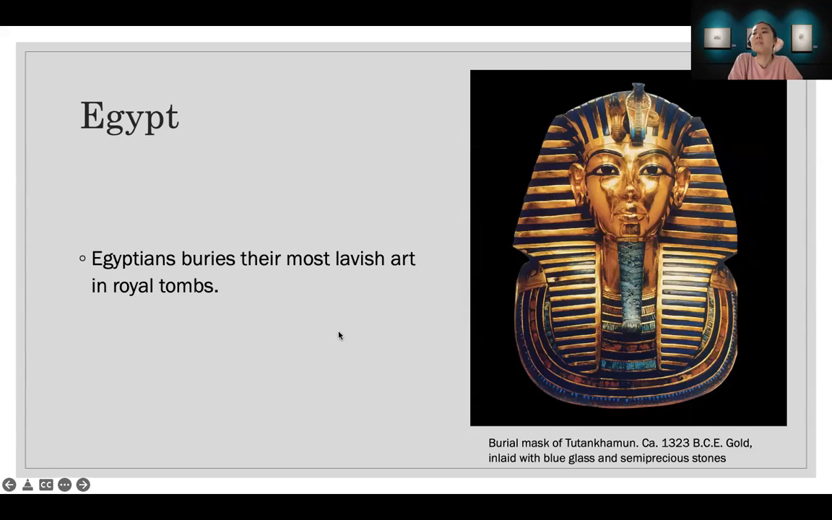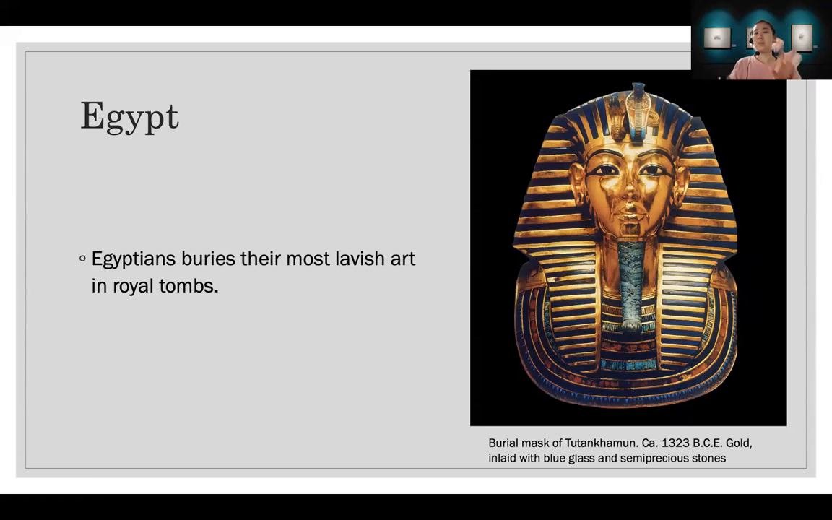Egyptians buried their most lavish art in royal tombs. Rulers were sent into eternity outfitted with everything they would need to continue life in the sumptuous style they had known on earth, such as furniture, jewelry, chariots, clothing, and artifacts of all kinds.